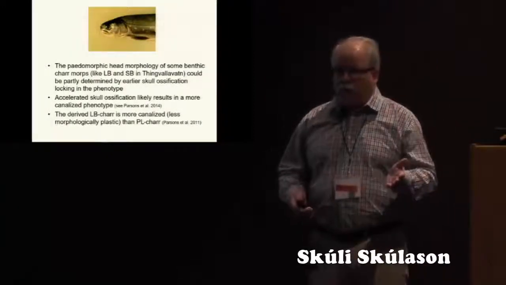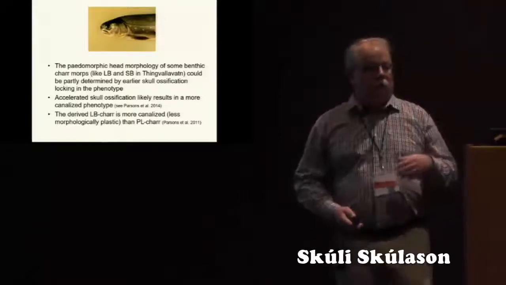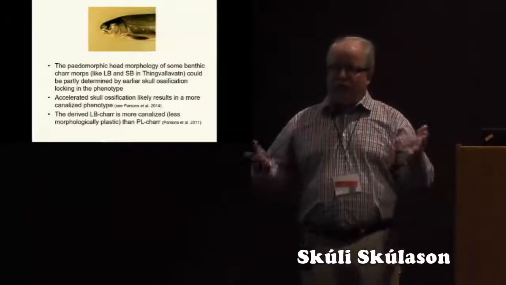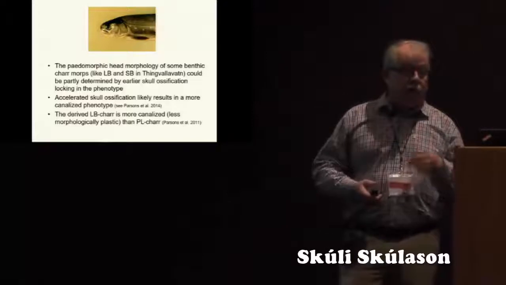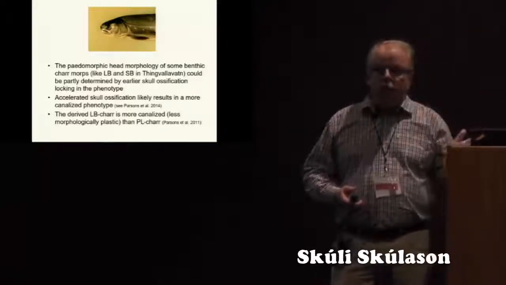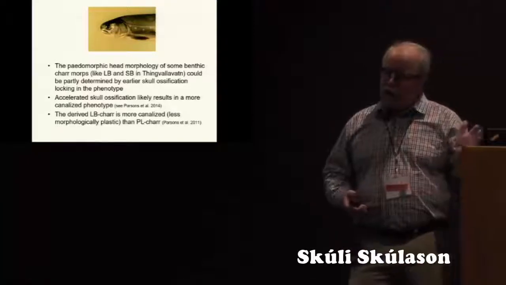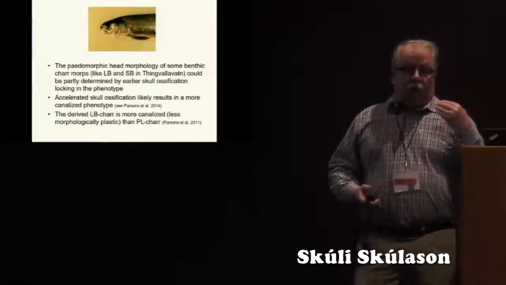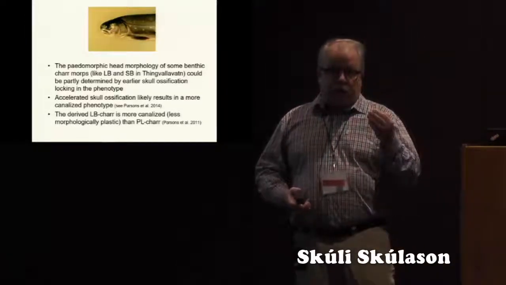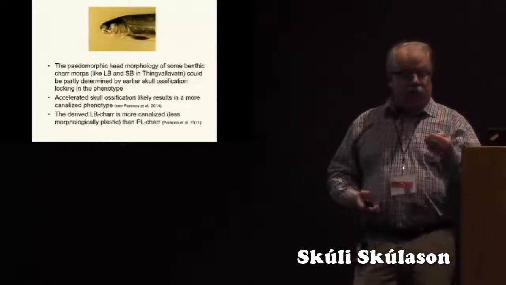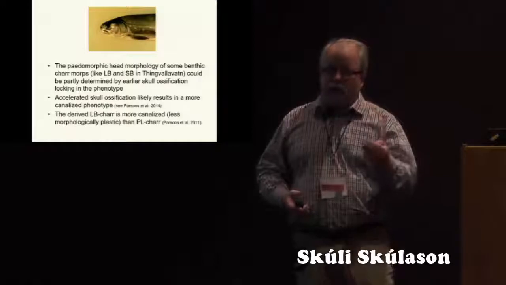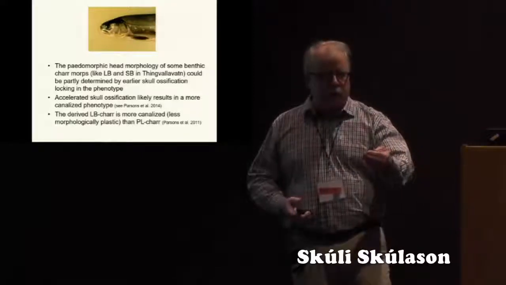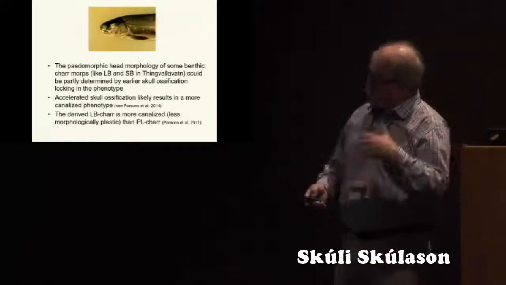So we can conclude from this that it's highly likely that the pedomorphic head morphology of some of the benthic Charr morphs, and these are morphs you see not just in Arctic Charr, we see them in Lake Charr and Dolly Varden Charr in particular, could be determined by earlier skull ossification, locking in the phenotype, to sort of use Kevin Parsons' interpretation. Which means that we would propose that morphs like large benthivore Charr are more canalized, that is to say, less plastic than the more pelagic phenotypes. And that this could be partly influenced by different yolk volume and egg size. So that's sort of the conclusion here.